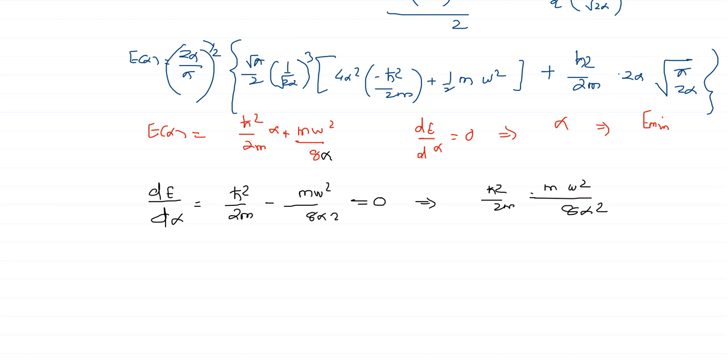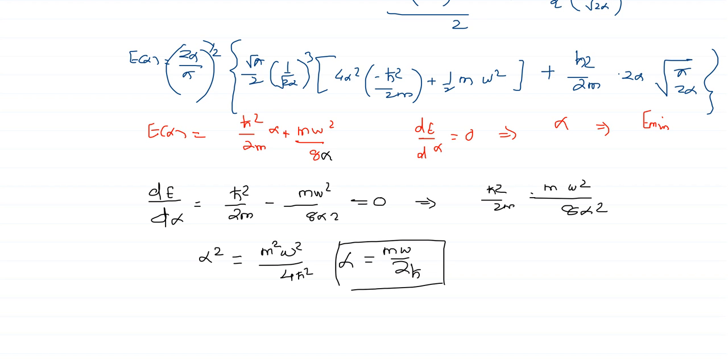Now let us try to obtain alpha. So alpha square will go over here, and 2m upon h bar square will come on this side. So for alpha square we will get m square omega square by 4 h bar square. This means alpha is equal to m omega by 2 h bar. So we have found out alpha.